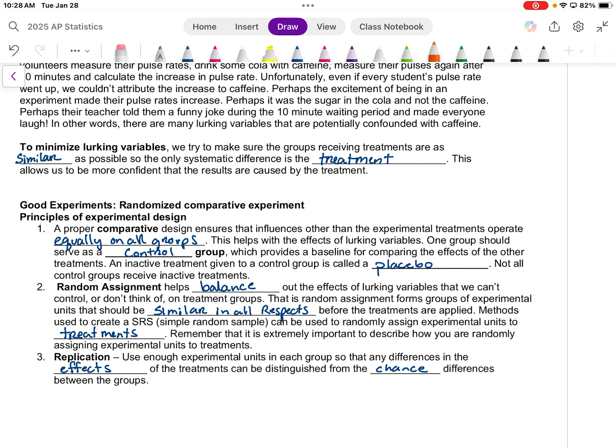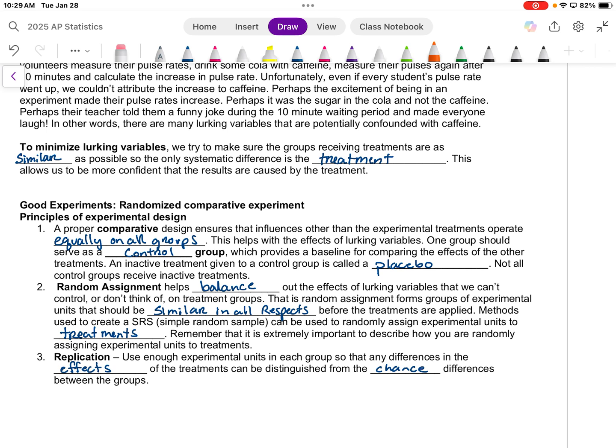Methods to create a simple random sample can be used to randomly assign experimental units to treatments. Remember that it is extremely important to describe how you are randomly assigning experimental units to the treatments. So you're going to specify, hey, am I using the hat method with the slips of paper? Are we assigning everybody a number and using the table of numbers, or are we using a random number generator to assign people?